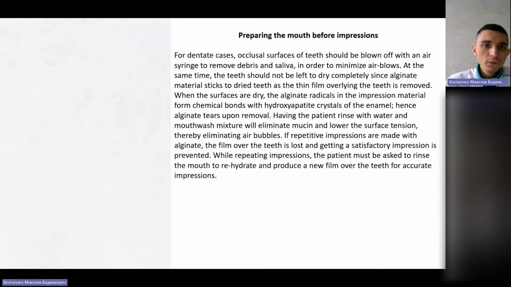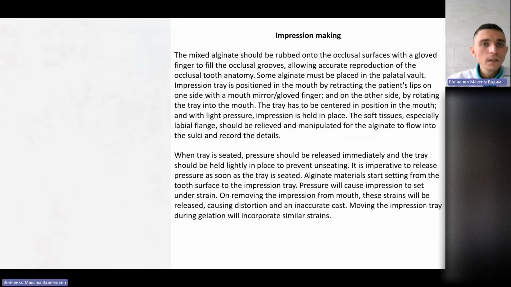Having the patient rinse with a water and mouthwash mixture will eliminate mucin and lower the surface tension, thereby eliminating air bubbles. If repetitive impressions are made with alginate, the film over the teeth is lost and getting a satisfactory impression is prevented. While repeating impressions, the patient must be asked to rinse the mouth to rehydrate and produce a new film over the teeth for an accurate impression. So we need not forget about this, the rehydration.